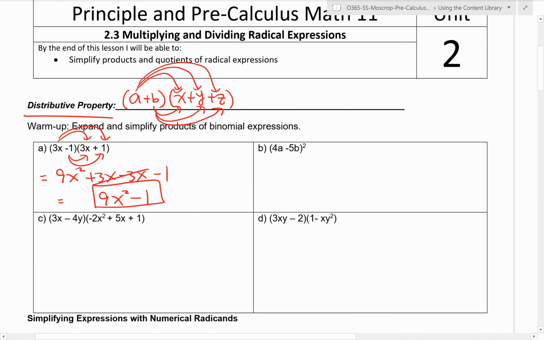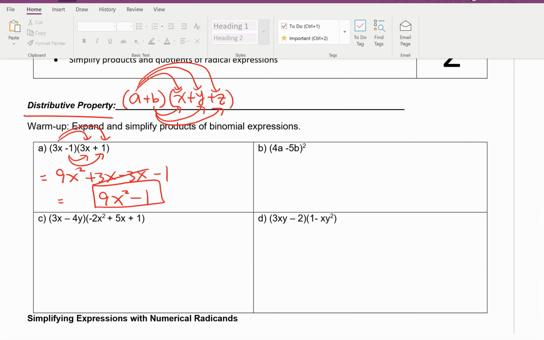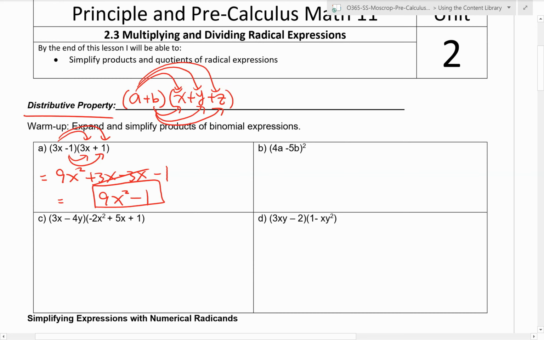Okay, part B, 4a minus 5b squared. So this is the common mistake that students make. This is definitely not 16a squared, and then negative 5b times negative 5b, so 25b squared. No, that's not right, okay? But this is what students tend to do, so be really careful. It doesn't work that way.